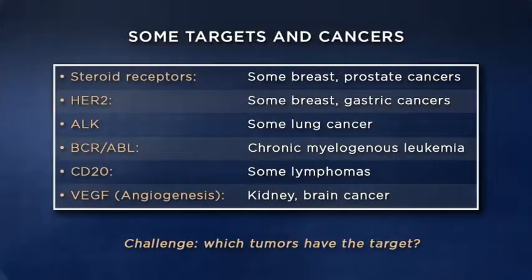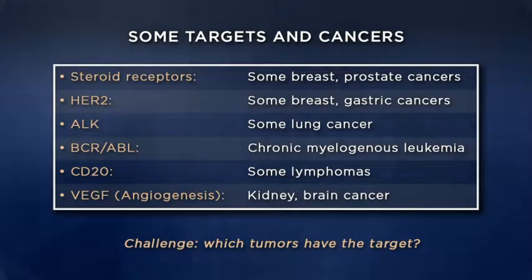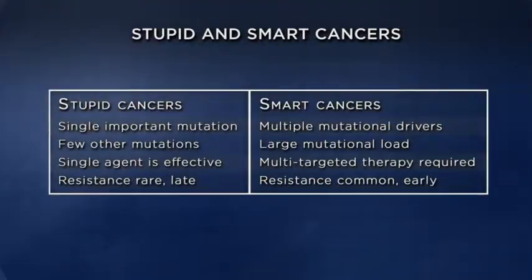So there are many targets that are available now to treat cancer. Here are some of them, steroids and Herceptin, etc., and proteins expressed on breast cancer, etc. But here's the problem. Which tumors have which target? That's the difficult thing. We can think of two types of tumors, smart cancers and stupid cancers.